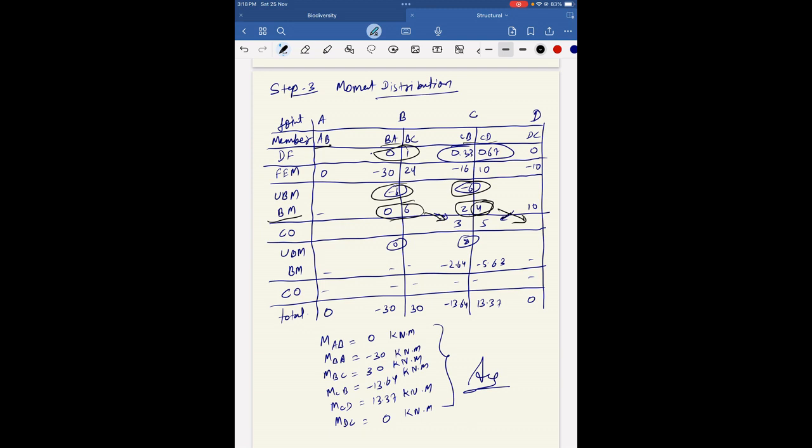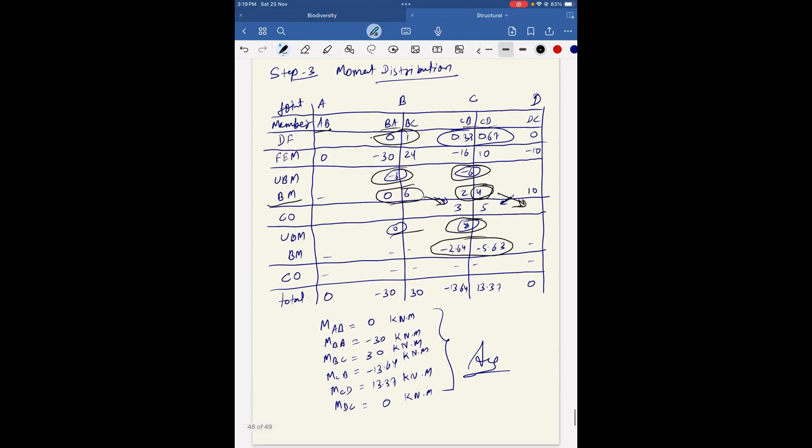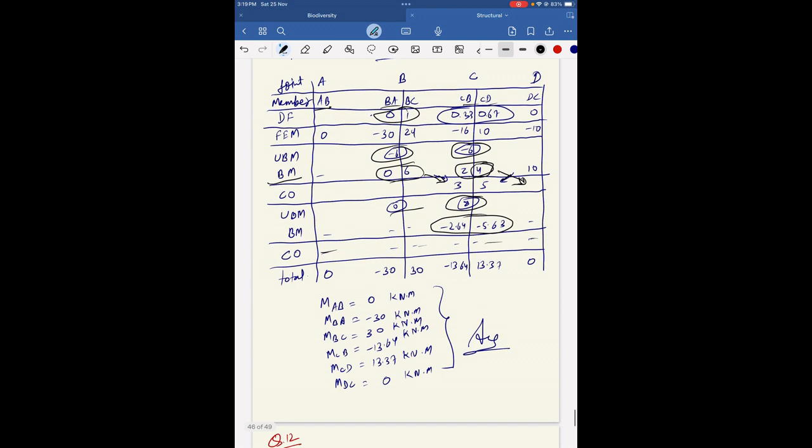Earlier, when D is fixed support, then this 4 is carried over to this support in the earlier question. So after the first iteration we have unbalanced moment of 8 at C, and we have 0 unbalanced moment at B. Now we again divide this 8 according to the moment distribution factor. Then after the second iteration all the moments get balanced, and the final end moments come out to be this.